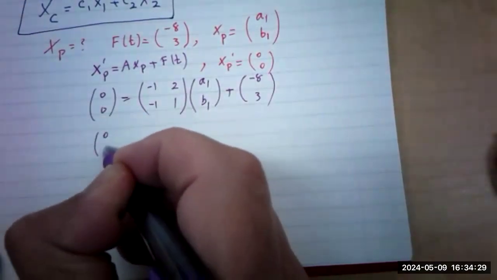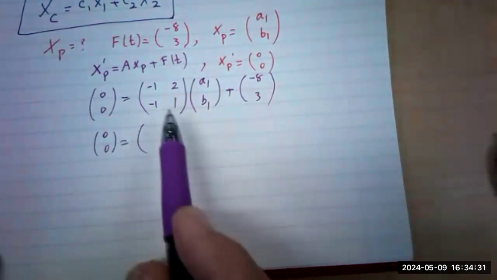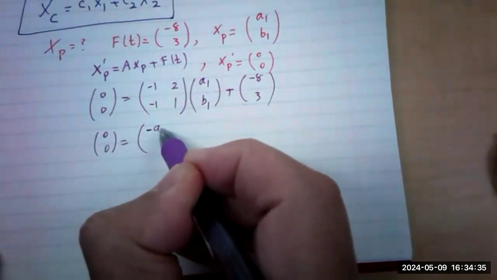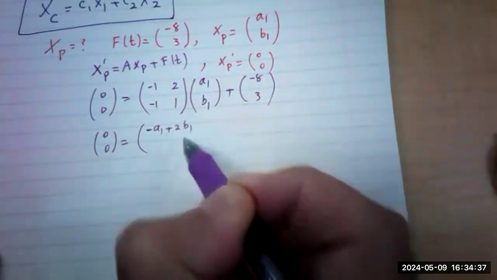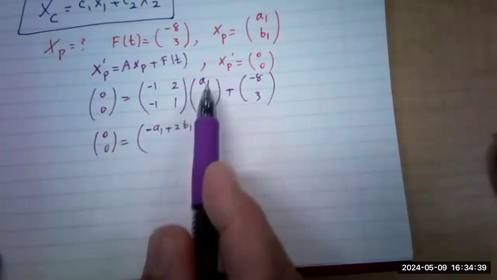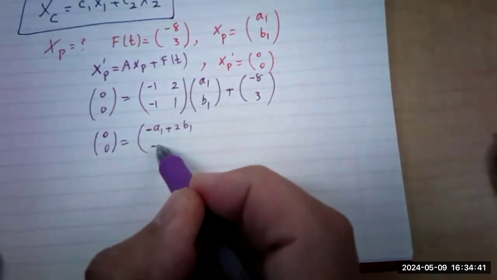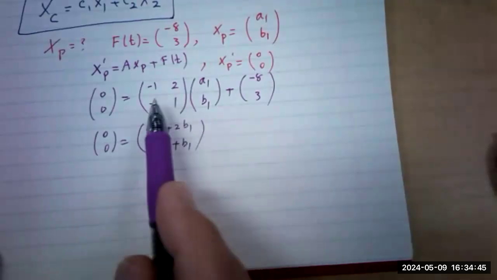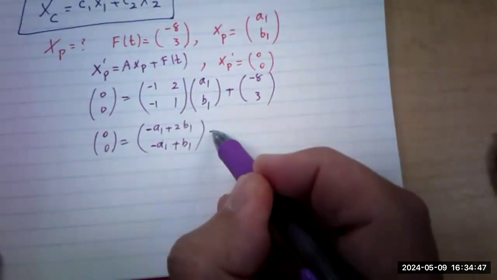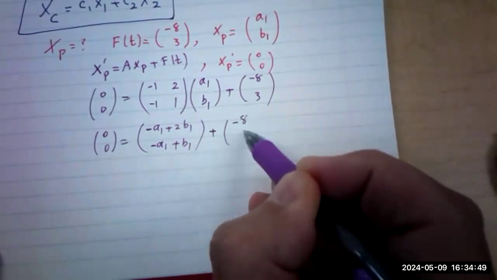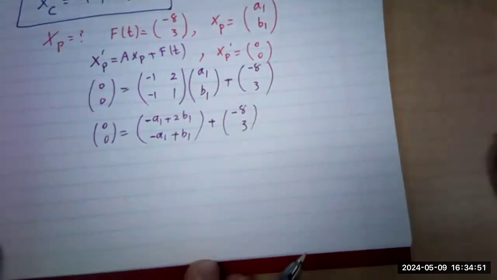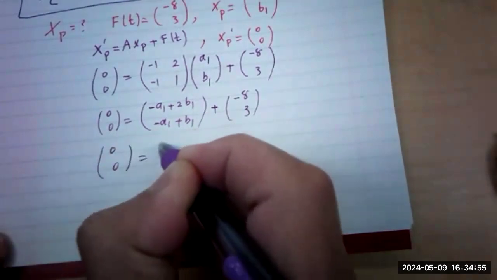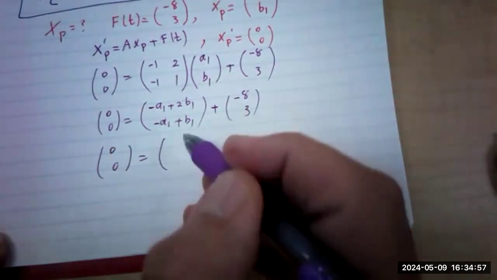So it's going to be 0, 0, multiply, instead of the matrix. So that gives you negative A1 plus 2B1. And if you multiply the second one, the dot product, that gives you negative A1 plus B1. Okay, this is the multiplication of these two matrices. And the extra one is negative 8 and 3. Now add the components. So that gives you 0, 0, corresponding entries, if you like.